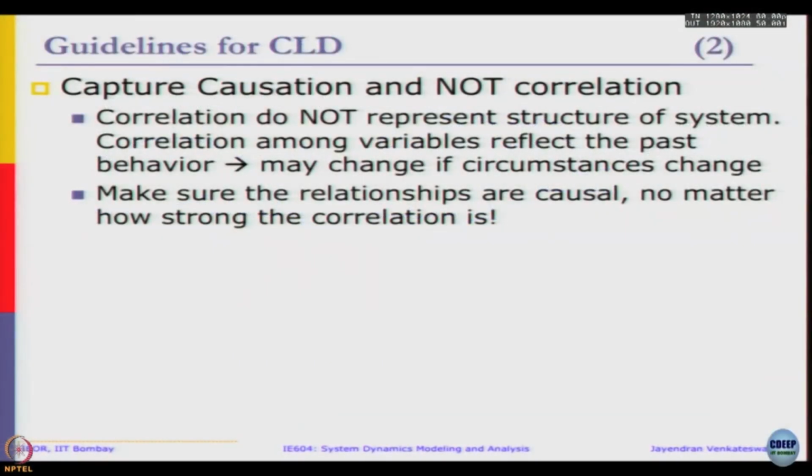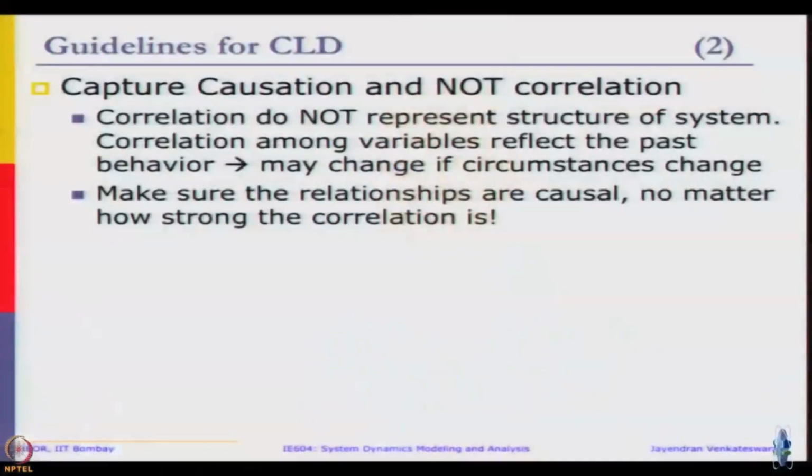Next guideline, capture causation, not correlation. Correlation, any 2 variables you can take, x and y, literally anything. There is so much data set, you literally take it and compute its correlation coefficient. It will give you some number. It does not mean anything unless there is actual causation between them. We can't make any sort of inferences. Make sure the relationship is causal, no matter how strong the correlation is. You can come up with correlation for almost any two variables.